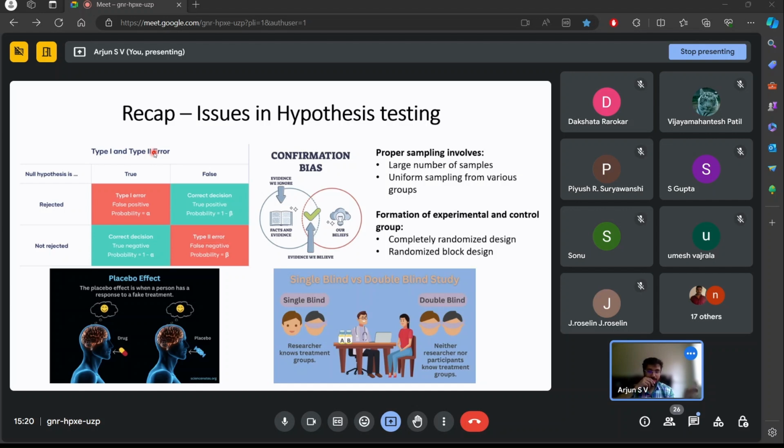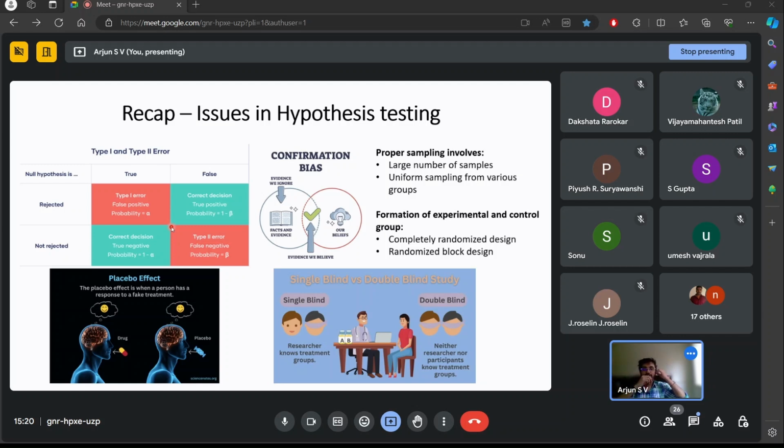And type 2 error is where your null hypothesis is actually false, but your statistical test does not reject it. It accepts your null hypothesis. That's when a type 2 error happens. Both of these errors should not happen, and you should prepare your study such that you can avoid these kinds of errors.